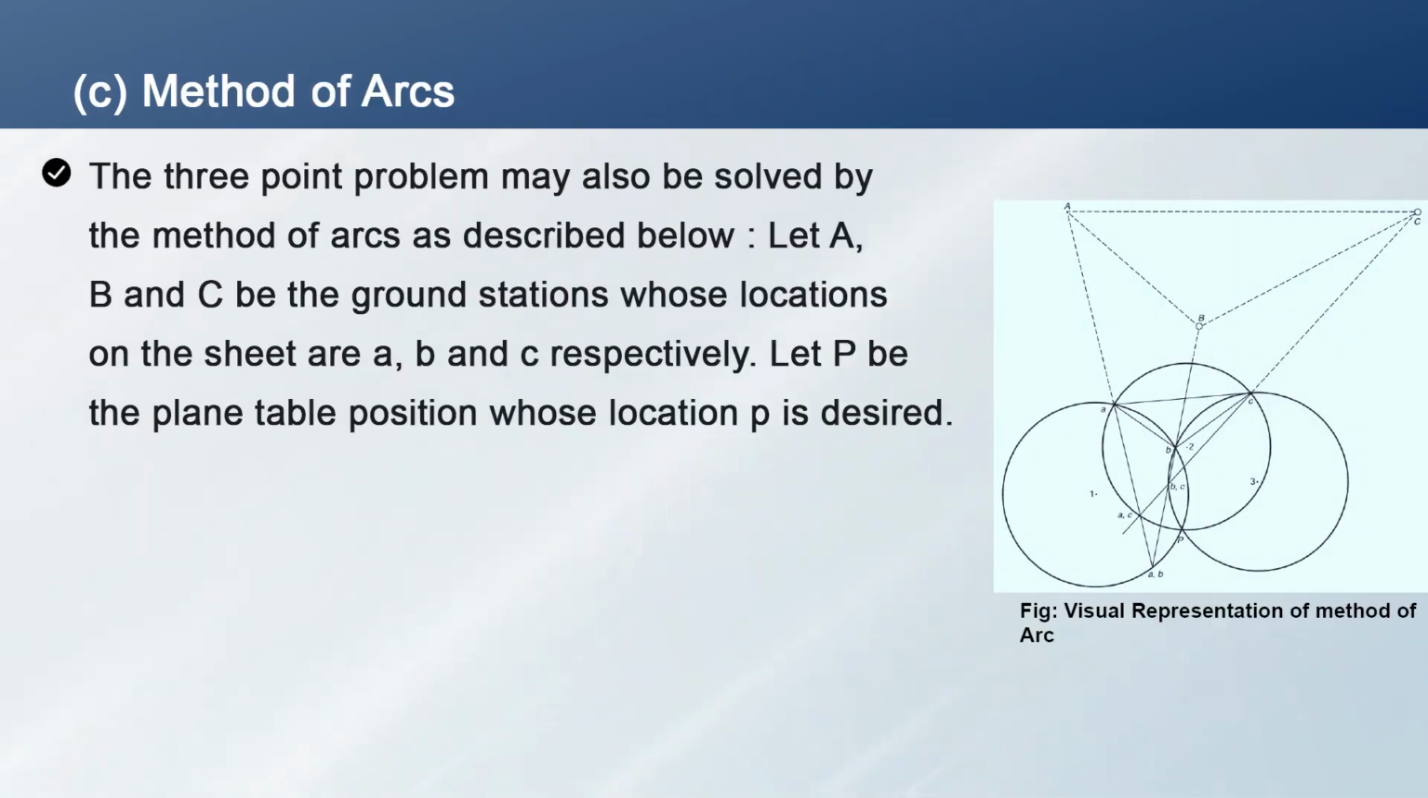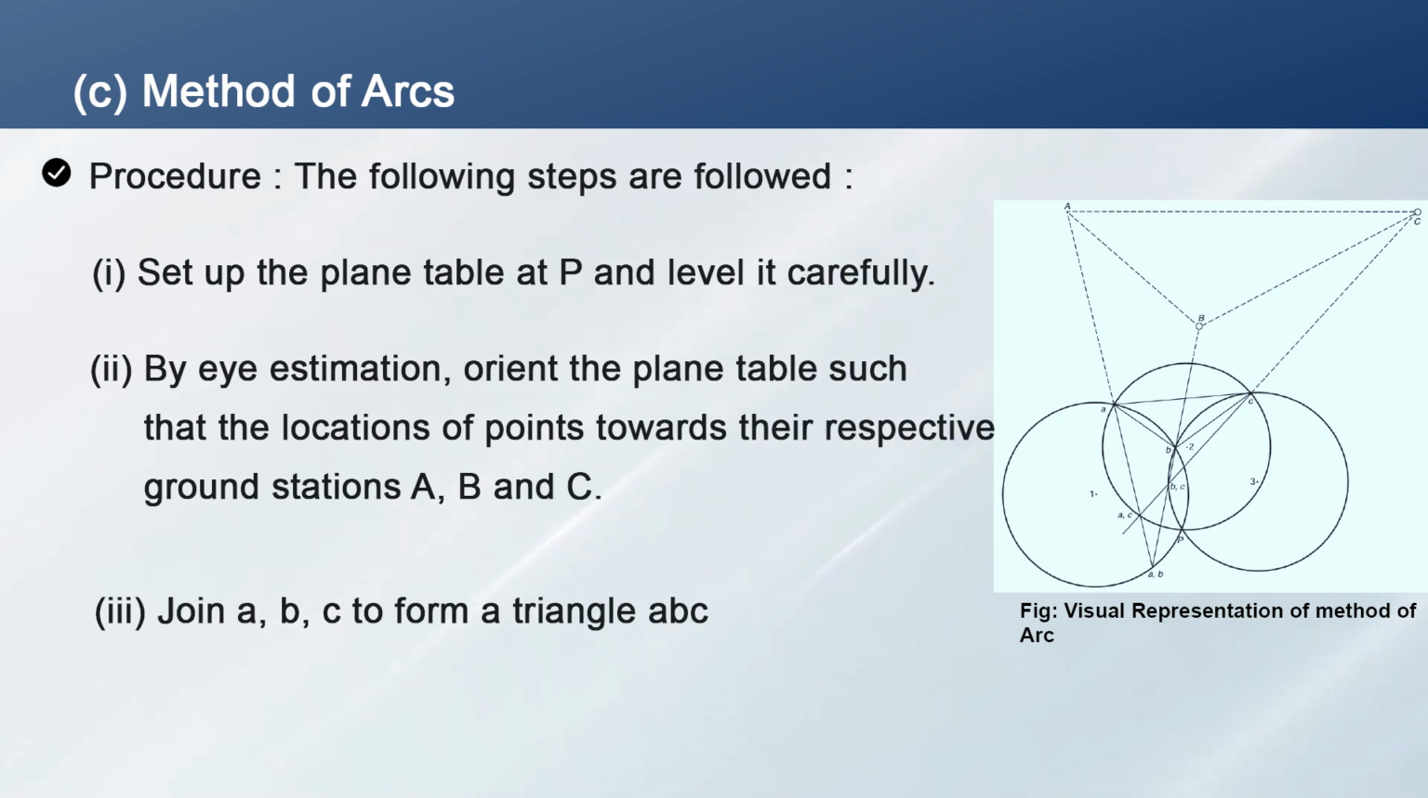The third method is the method of arc. The 3-point problem may also be solved by the method of arc as described below. Let A, B and C be the ground stations whose locations on the sheet are small a, b and c respectively. Let capital P be the plane table position whose location small p is desired. Let's go to the procedure. The following steps are followed.